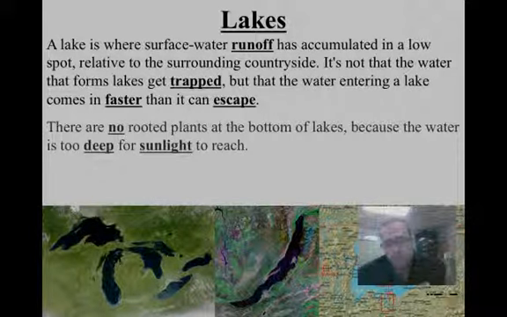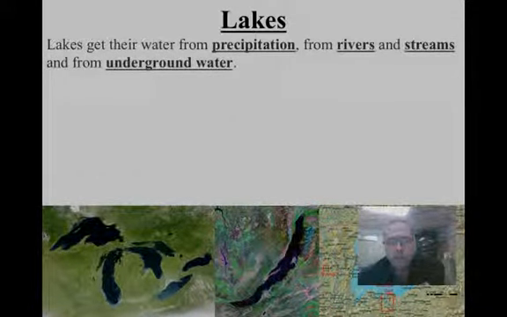There are no rooted plants at the bottoms of lakes, so now we're distinguishing between lakes and ponds, because the water's too deep for sunlight to reach the bottom. Now you're going to have plants around the edges maybe, some seaweeds and things like that, because sun can get to the bottom there, but generally a lake is classified as something deep enough where there's no rooted plants at the bottom. Lakes get their water from precipitation, or rivers and streams, and or from underground water. If you've ever heard of a spring-fed lake, that lake is generally very cold and gets its water from the ground.